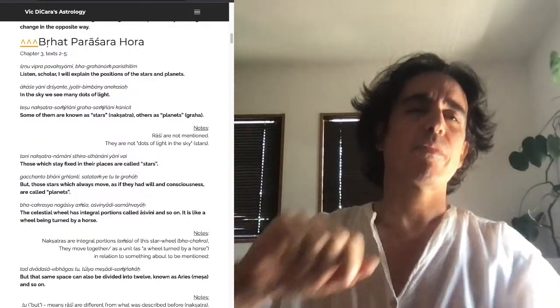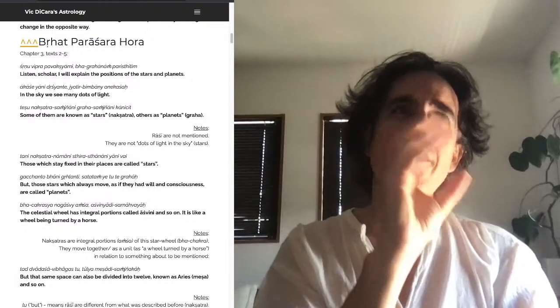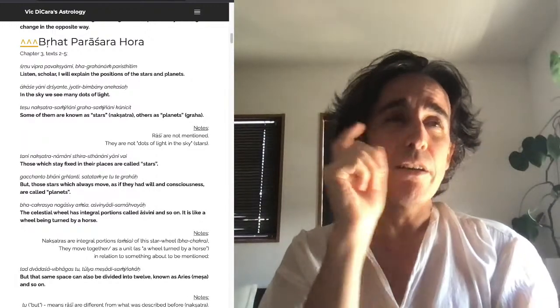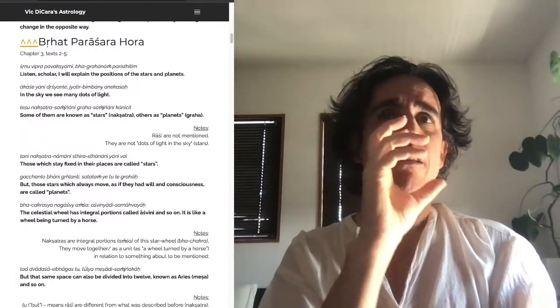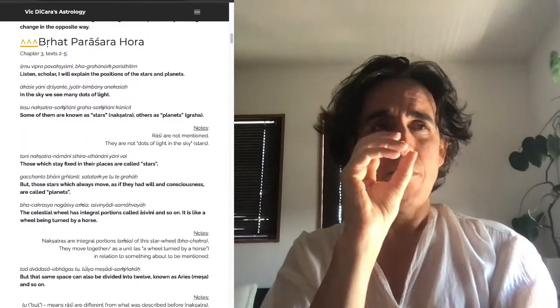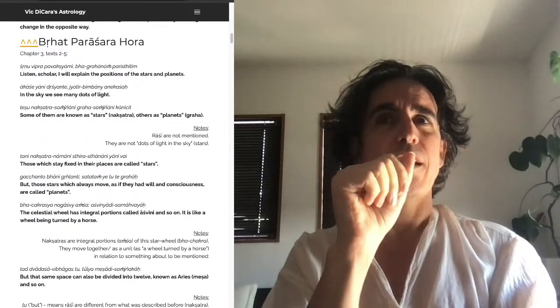Then he says, Teshu, amongst those dots of light, Nakshatra Sangyani, Graha Sangyani, Kanichit. Some of those dots are known as Nakshatra, and others are known as Graha. So the dots of light in the sky fall into 2 categories. Some are stars and some are planets. The word graha refers to planets. The word nakshatra refers to stars.